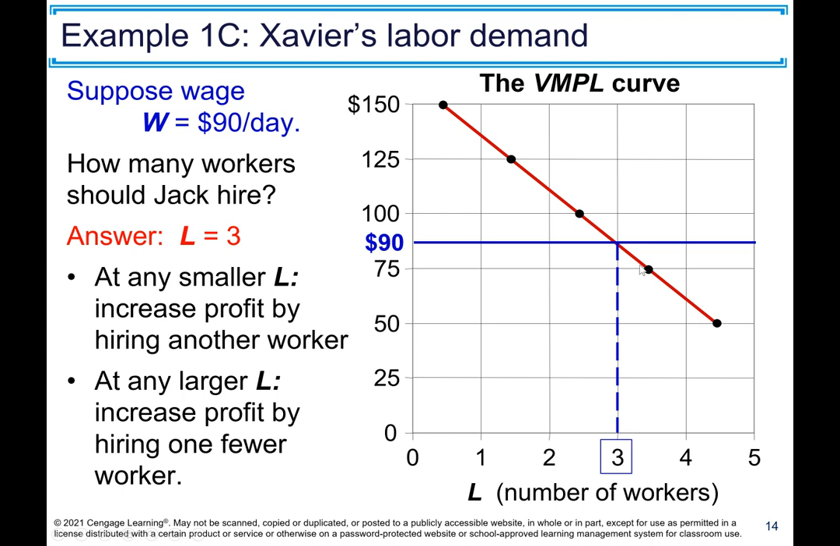In other words, the hiring is going to be at 3, where the wage rate, which is $90, is equal to the value of the marginal product, at that point of intersection.